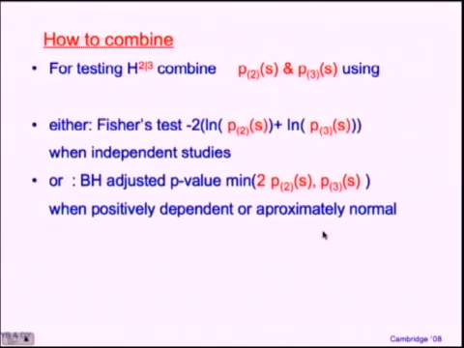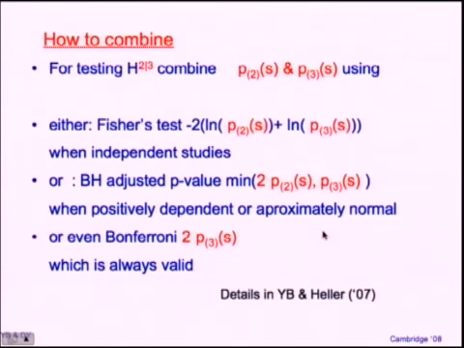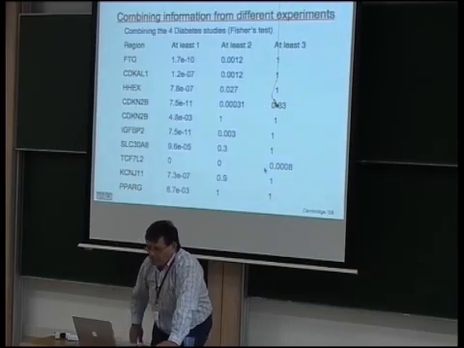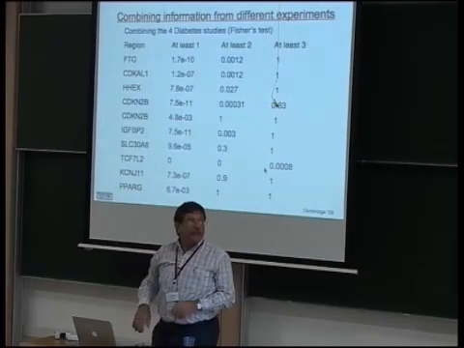And this is when they are positively dependent or approximately normal. Or even we can use the Bonferroni, which in this case will be P 2 times the smallest of the 2. And the details are in a paper in Biometrics. What will it give in this case?